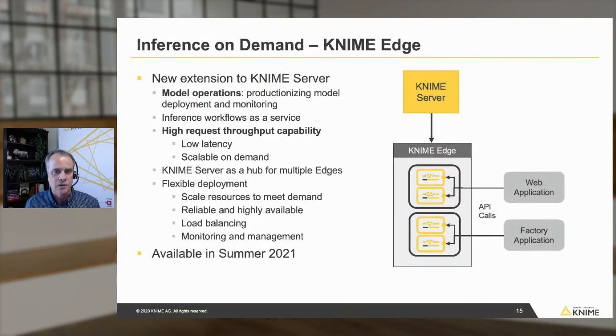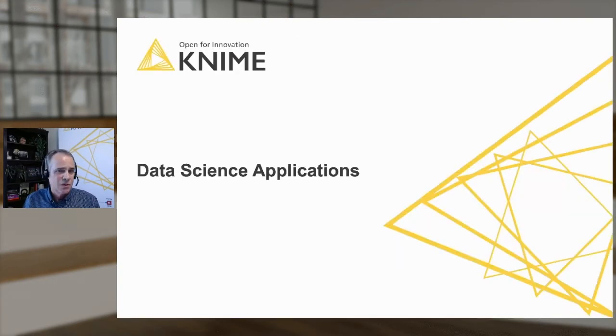And next we're working on something new called KNIME Edge. This is actually an extension to KNIME Server. This is all about taking inference workflows where you're applying models and deploying them as a service. So this is all about model operations. You can see we have a KNIME Edge there. It has 2 inference workflows deployed. It exposes an API endpoint, and so those applications, web applications, factory applications, whatever they may be, as long as they can make an API call, they can then use those inference endpoints. It's available in summer 2021.